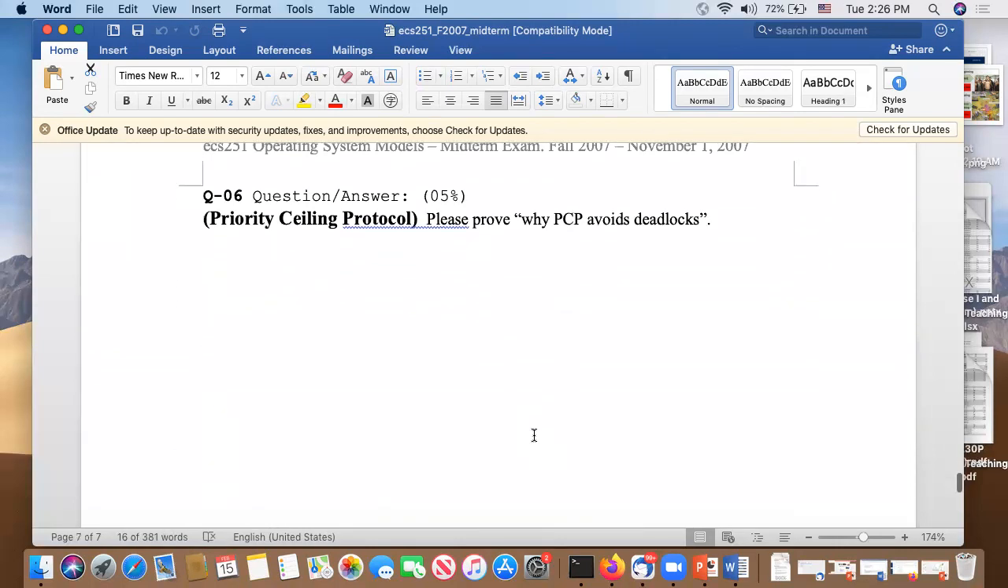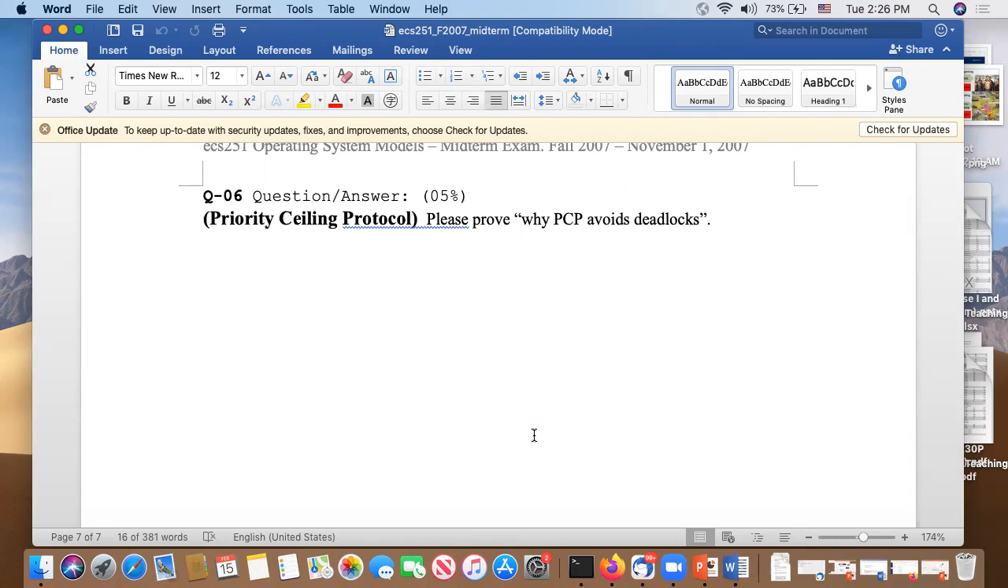Okay, this is actually something you need to see how you can explain: why PCP avoids deadlock. Okay, let me actually tell you how I will answer that question. The way PCP avoids deadlock, I thought I have a solution for this one. I have to see if I can dig it out.